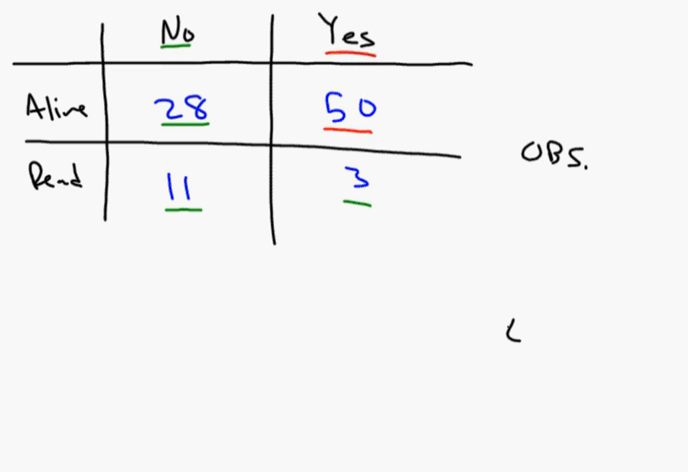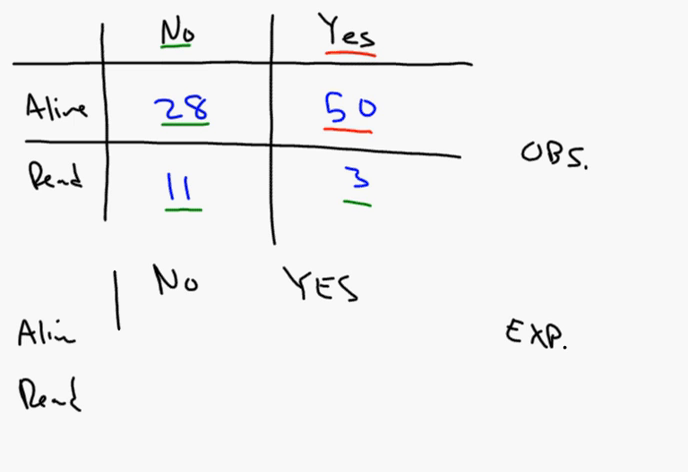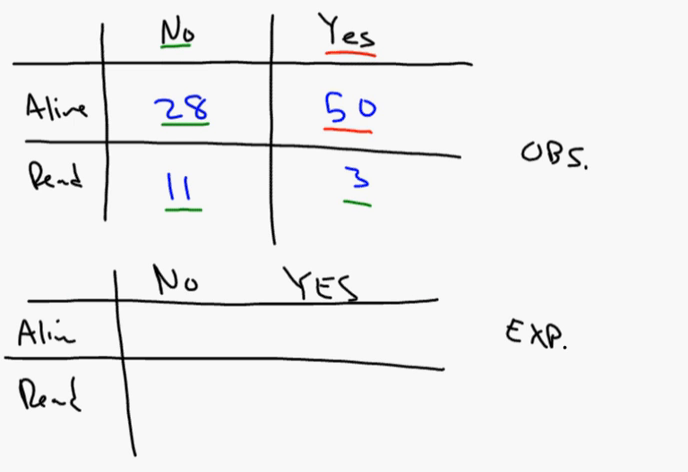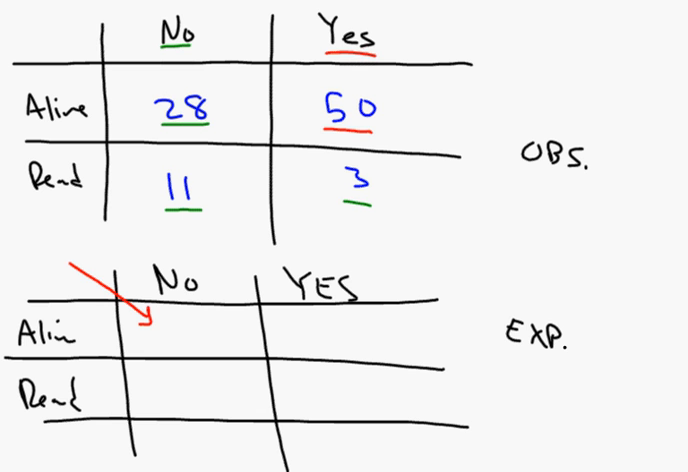So now we need to get expected. Okay, so to get expected, here's what we learned about. We had a nice formula for 2-way tables. Here's our table. And to get the numbers, for example, if you want the number that goes here, you take the row total times the column total over the table total.